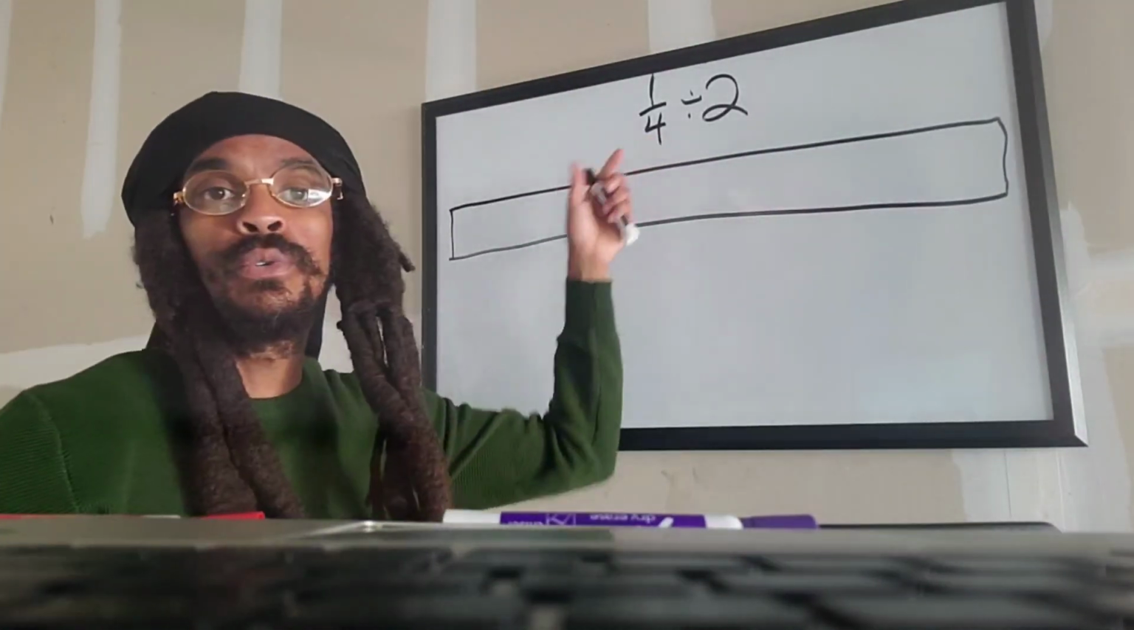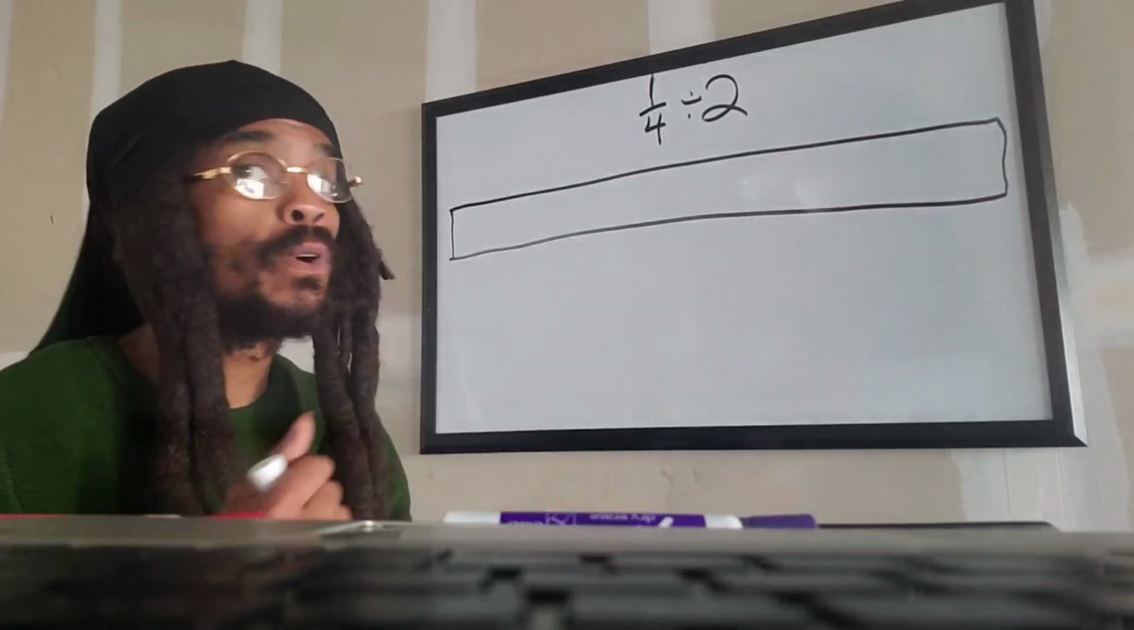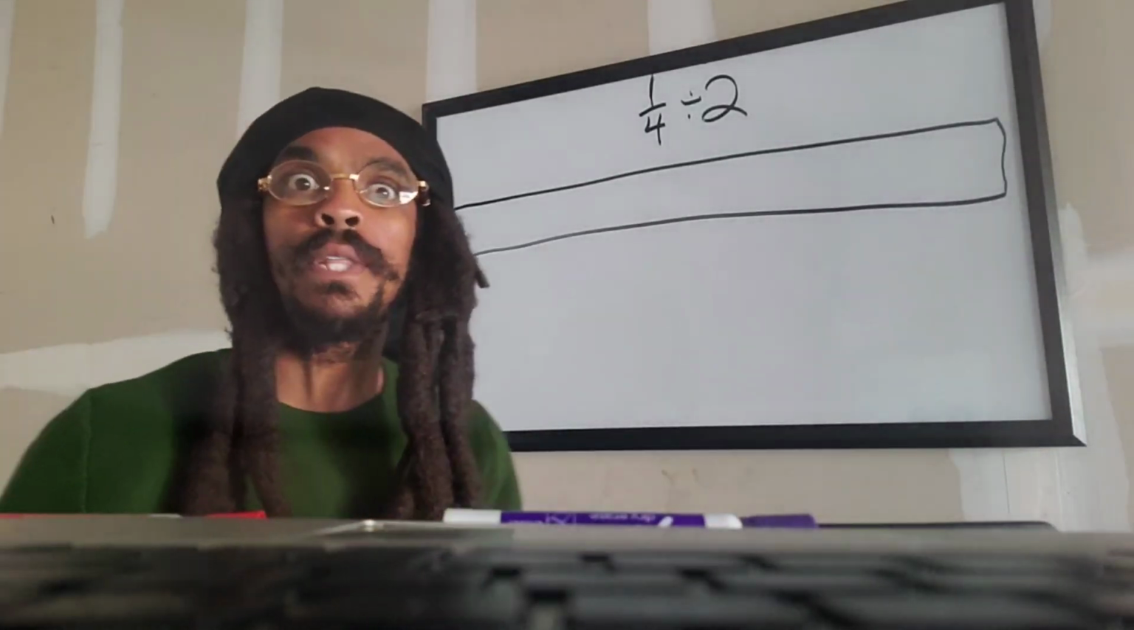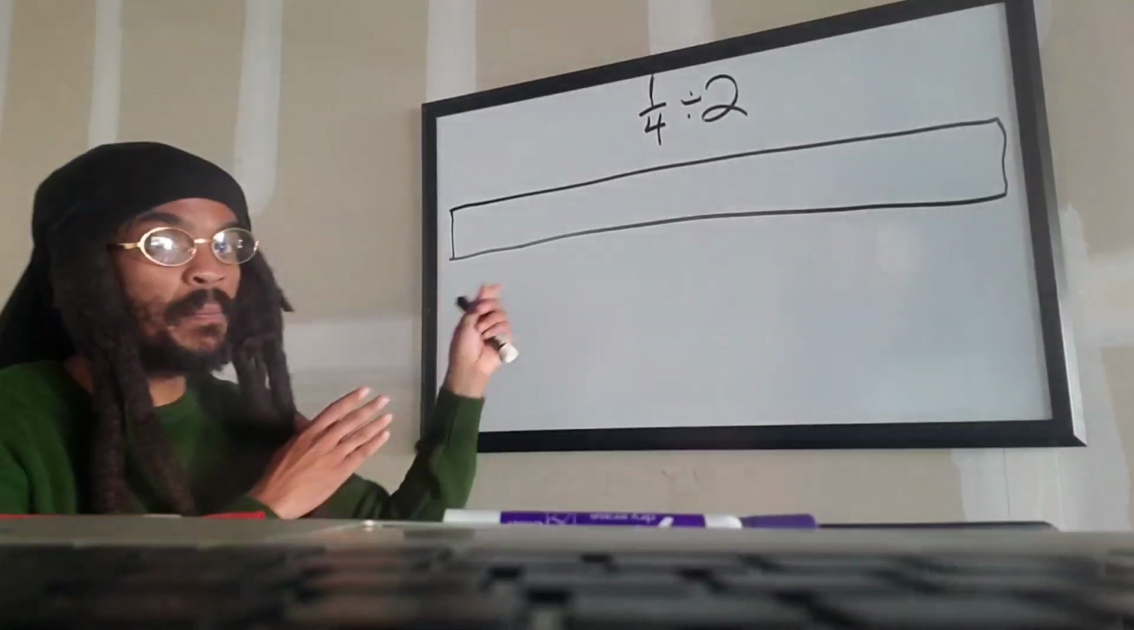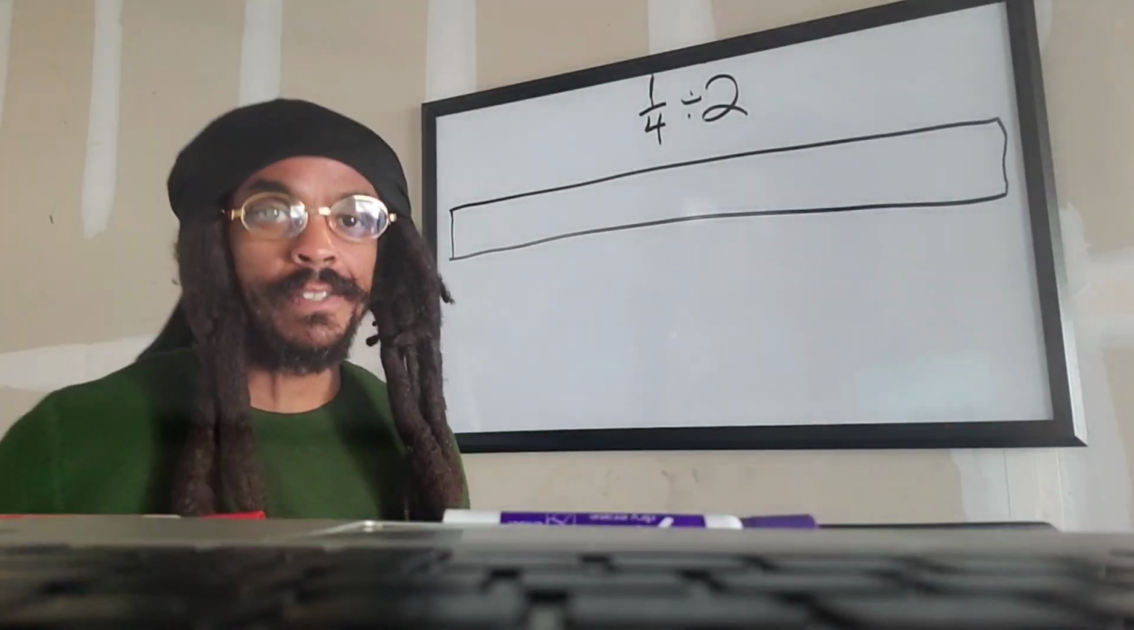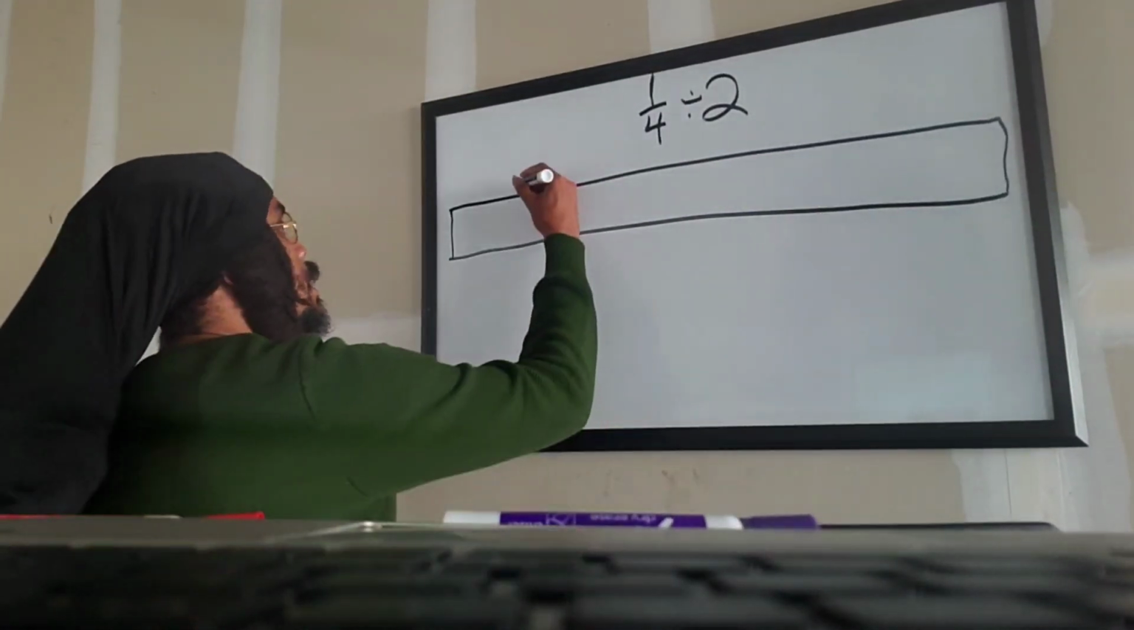First thing we got to do is go ahead and represent our 1/4 on our little diagram, right? How do we do that? How have we been doing it in class? We do that by separating this into 4 sections. All right, so let's go ahead and knock that out.